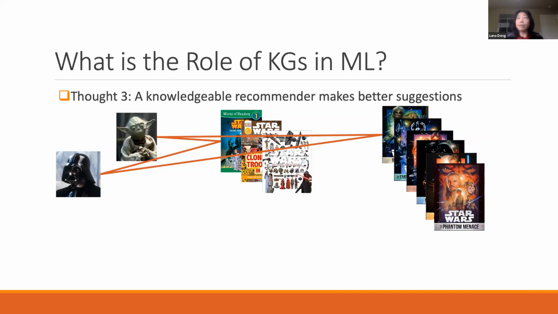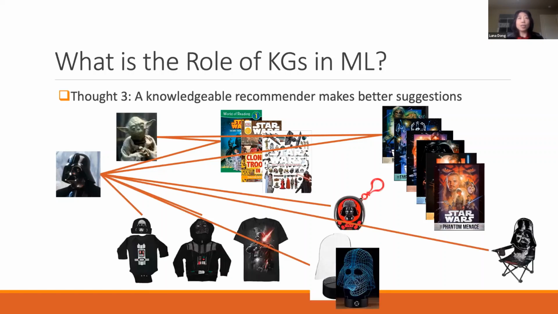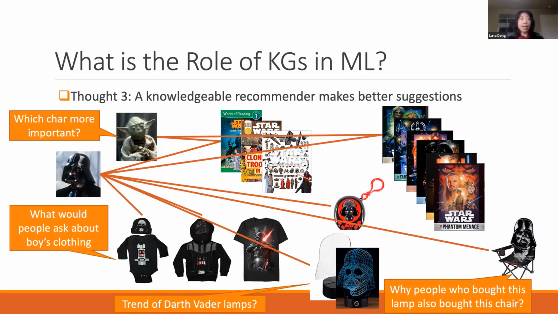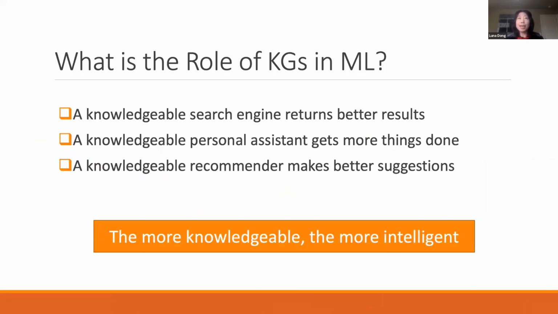Here I'm showing a small knowledge graph with Star Wars books, videos, movies, and the characters. And now let's add Star Wars themed products like the clothes, the lamp, the furniture, the decorations. With this knowledge graph, hopefully we will be able to decide which character is more important, why people who bought this lamp also bought this chair, what is the trend of Darth Vader lamps, and what people would ask about boys' clothing. So with all of this being said, we are saying the more knowledgeable, the more intelligent.